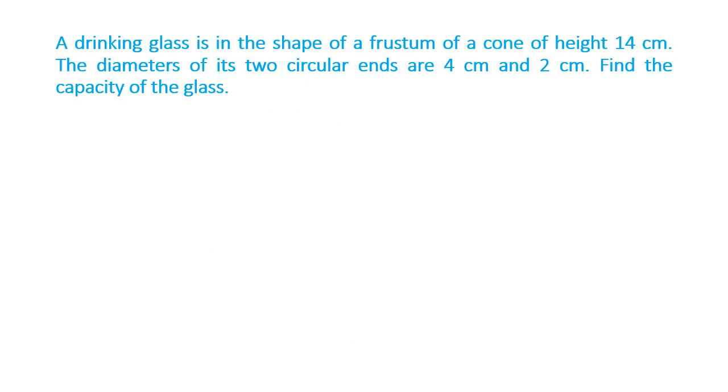Now we have another sum. A drinking glass in the shape of a frustum. The height is given 14. Diameters at the two ends are 4 and 2, so the radius is 2 and this radius is 1. Find the capacity of the glass.